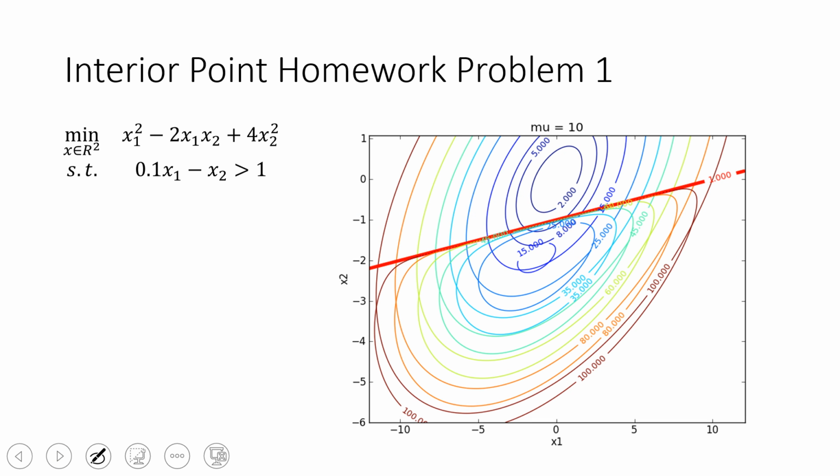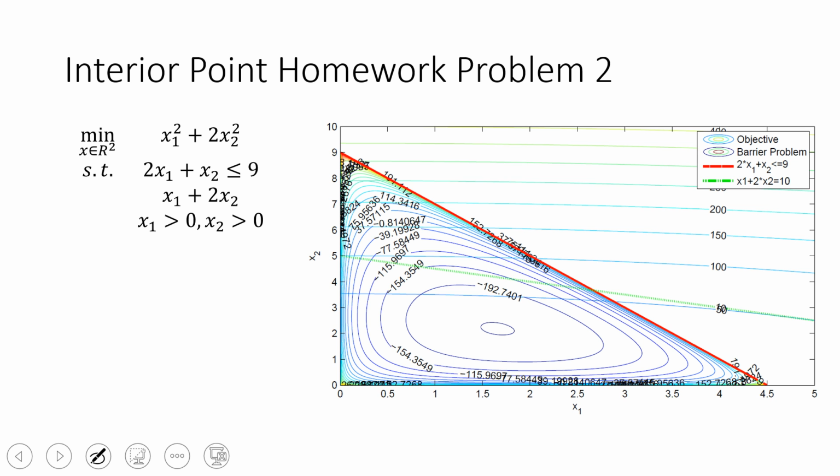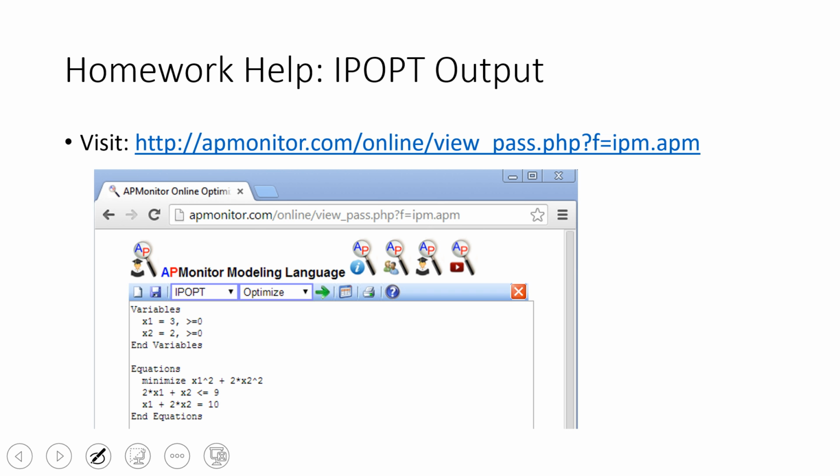Okay, so you're going to have a couple of homework problems on this. One is to use interior point methods to solve this problem. And another one is this problem. Here's another minimization problem. You know, just two variable problems. You can plot them and show the objective function.